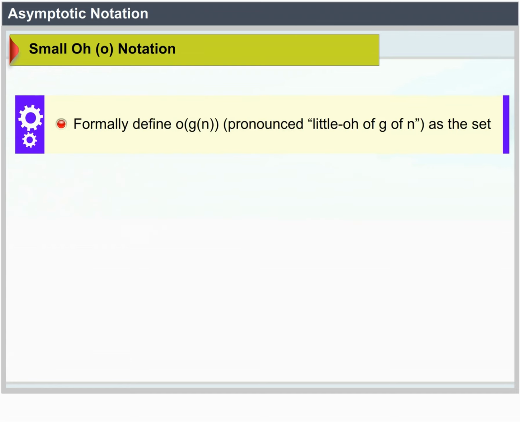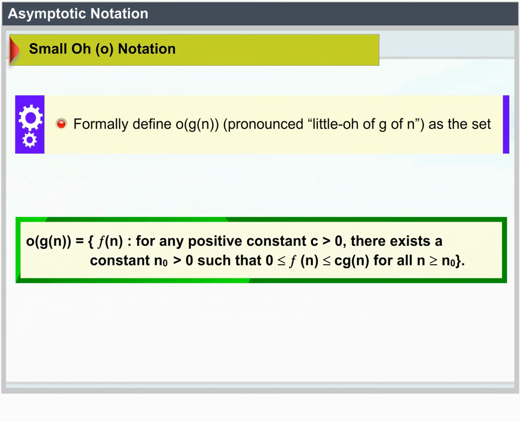Formally define small o of g of n as the set small o of g of n equal to f of n such that for any positive constant c greater than 0, there exists a constant n naught greater than 0 such that 0 less than or equal to f of n less than c g of n for all n greater than or equal to n naught.